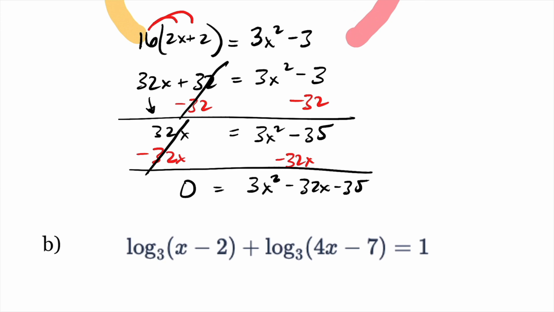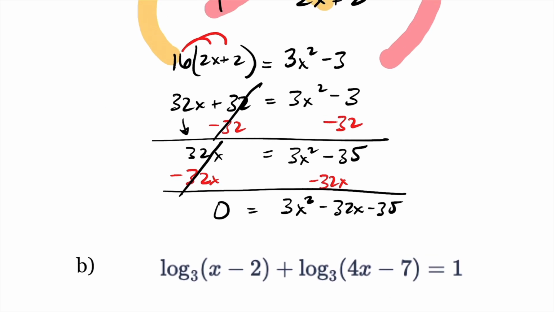GCF. Is there a GCF here? Can I divide them all by 3 or by 2 or by something? No. Yeah, I can't do 2. 3 doesn't work. 3 doesn't go into 32 or 35 evenly. So there is no GCF. Okay, so let's go right to ABC. So ABC, we have A is 3, B is negative 32, C is negative 35.